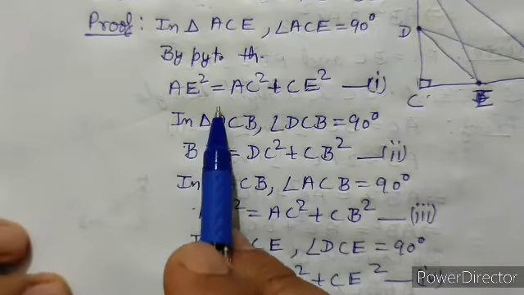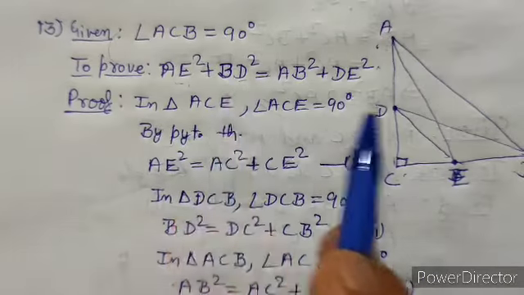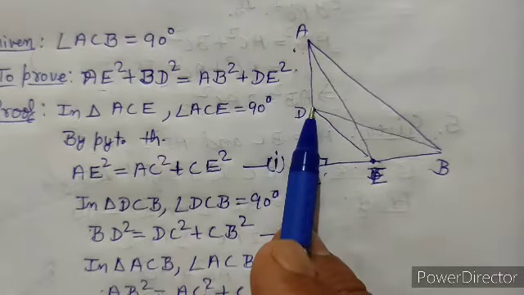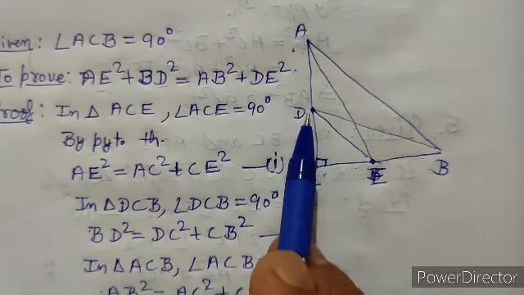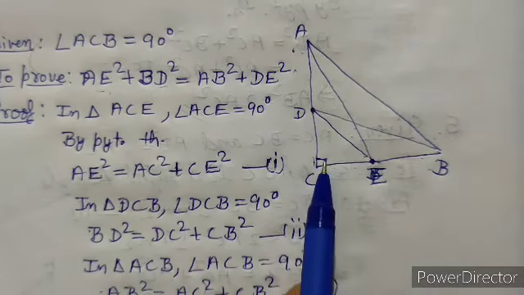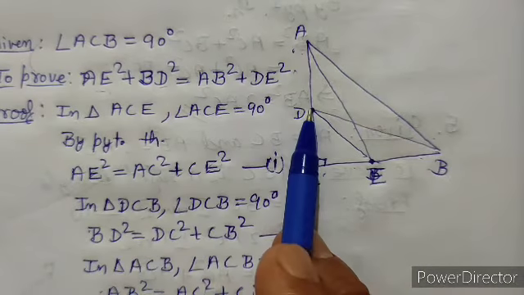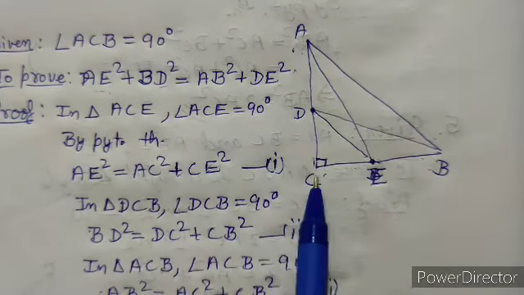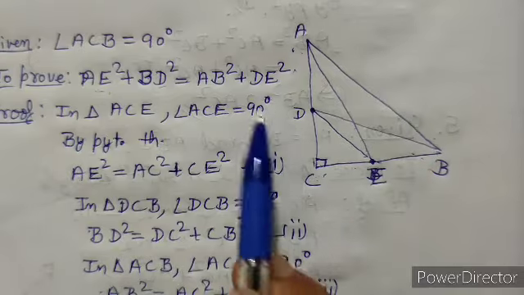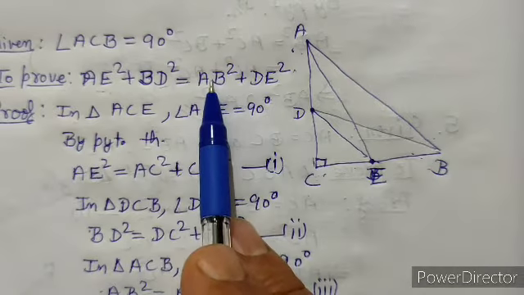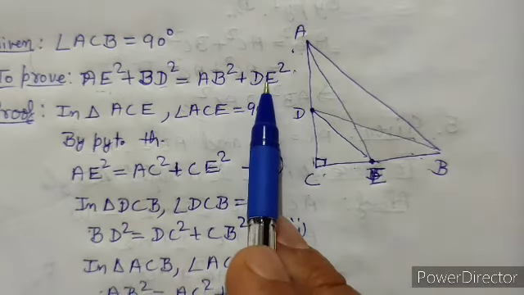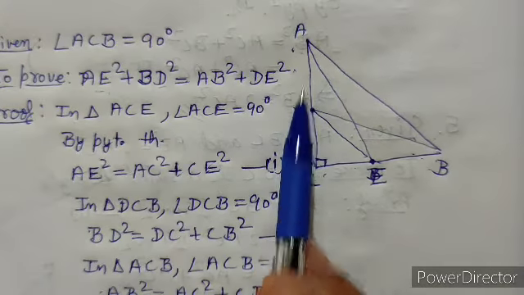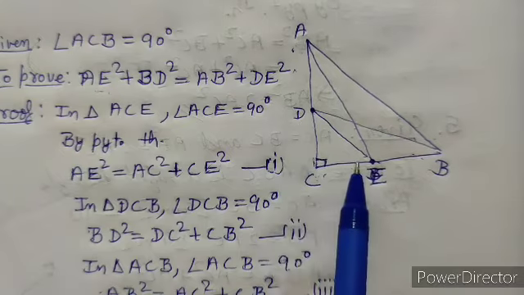Now we have to find out BD square. So BD is the side of right angle triangle DCB. In triangle DCB, angle C is of 90, so BD square will be equal to DC square plus CB square. Similarly, we can find the value of AB square from triangle ACB and DE square by applying Pythagoras theorem in triangle DCE.